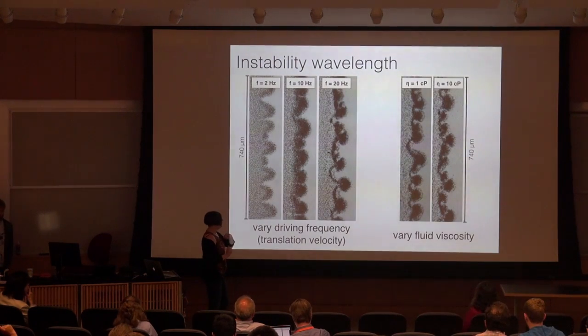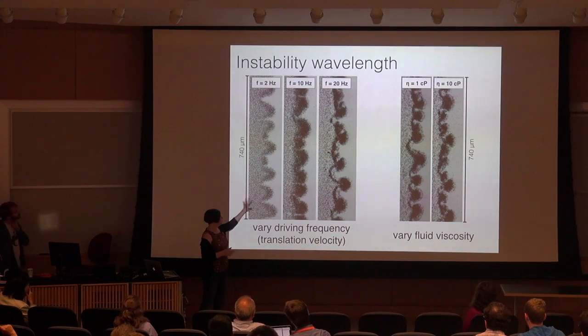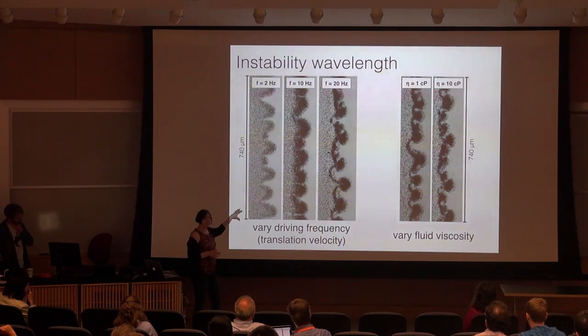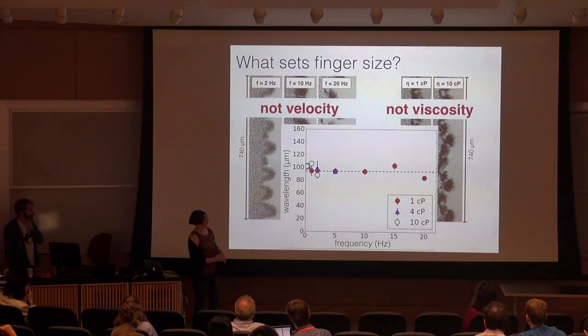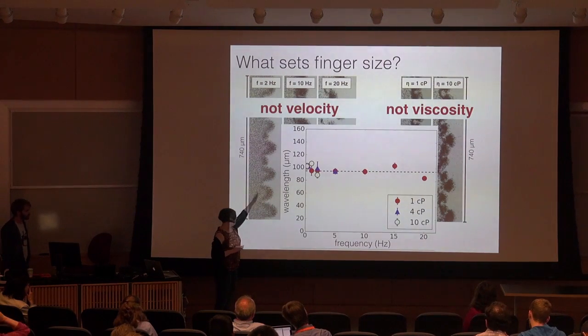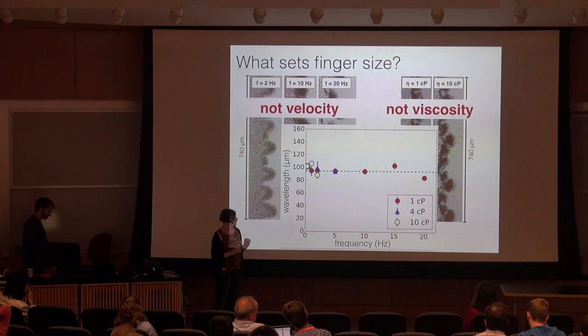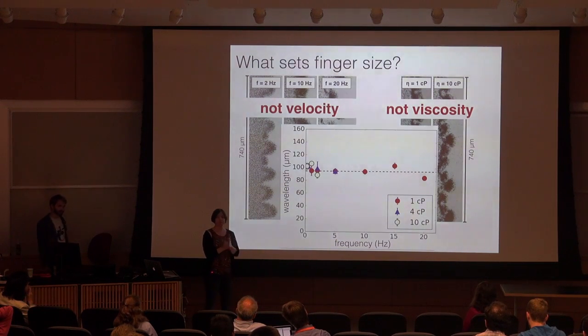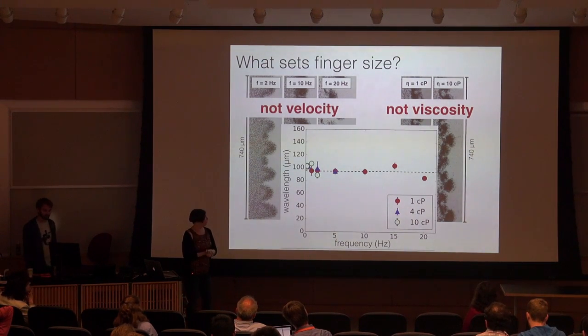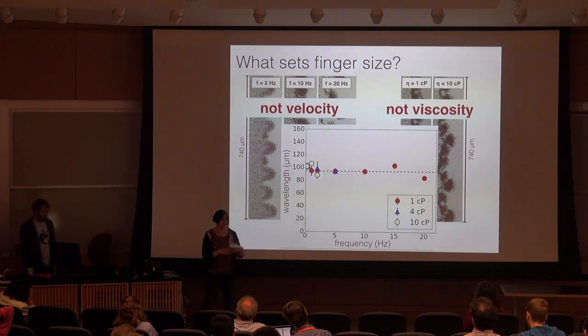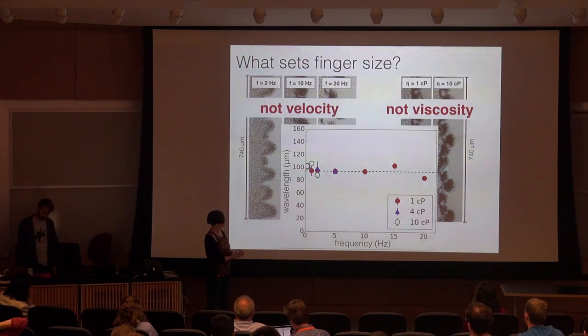I've changed both of these things by an order of magnitude, and as you can see, nothing much changed. There are some little differences between the pictures, but the length scale is still the same here. To be more quantitative, no matter how we change the frequency or the viscosity of the fluid, the wavelength was always the same. And so clearly that idea didn't work out. That wasn't a good map for our problem.